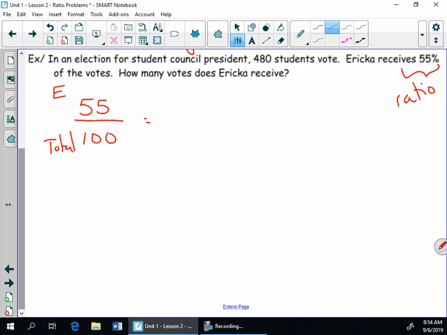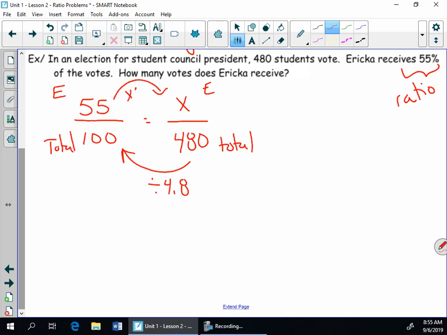Okay. What do we know? We know that 480 students voted. That's the total, right? What we don't know is how many votes Erica got. Well, there's our ratio again. This one, I had to think a little bit because it's percentages. I know percent is always out of 100. I'm going to turn 480 into 100. I'm going to have to divide by 4.8. Ooh, decimals. Which means I'm going to have to multiply by 4.8. If I try that in my calculator, I got 264.